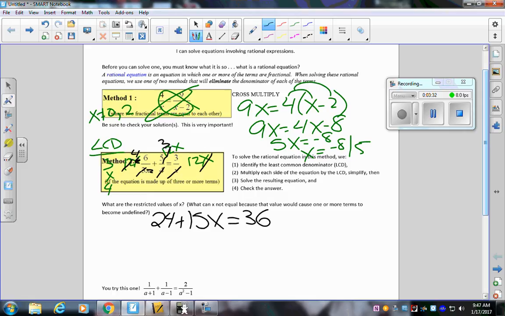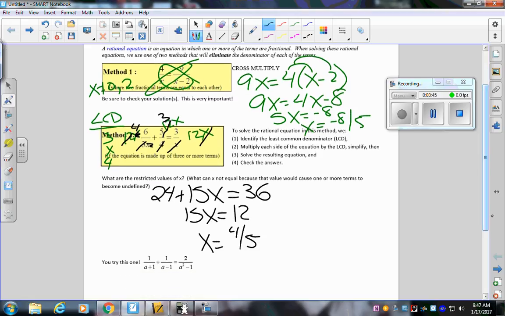All right, so now I solve my equation. Subtract 24 on both sides. 15x equals 12. Divide, and I have 4/5, I'm sorry, 0.8. Okay, and if you check that in, it works. Oh, I forgot to say my restriction, x can't be 0. I didn't get 0, so that's fine.